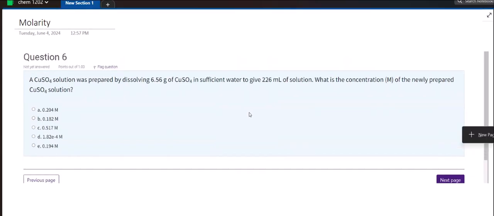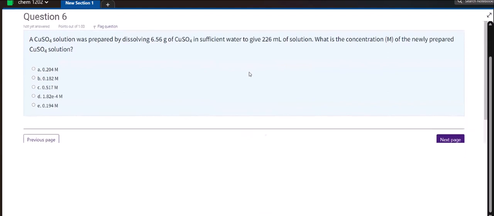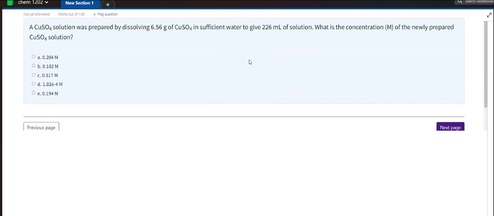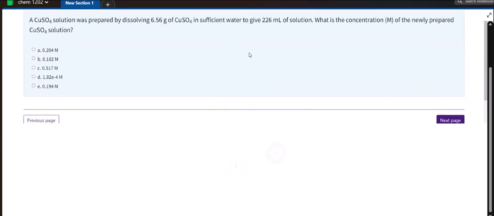Okay, so in these videos I am going to explain how you would do the homework problems. I'm not going to do your exact homework problems, but I'm going to tell you how you would do it by working a similar example. So here we have a copper 2 sulfate solution was prepared by dissolving 6.56 grams of copper sulfate in sufficient water to give 226 milliliters of solution. What is the concentration of the newly prepared copper sulfate solution?